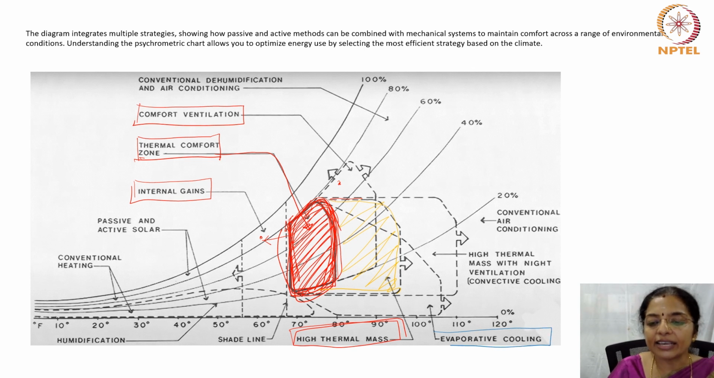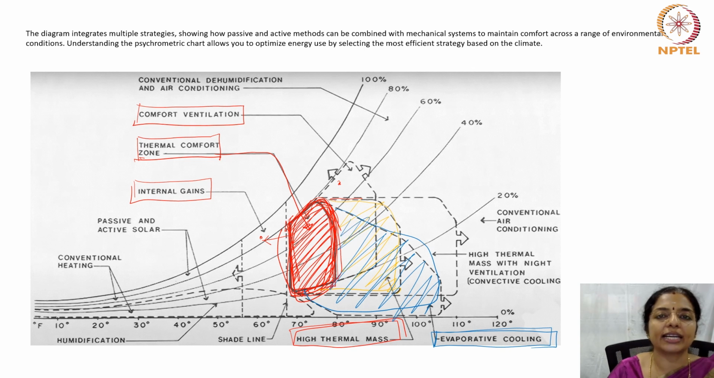Next is evaporative cooling. So if the condition lie in this boundary, then evaporative cooling can be a good strategy. This technique lowers air temperature by evaporating water into the air, which is effective in hot and dry climate. The chart shows its cooling potential as temperature rises.